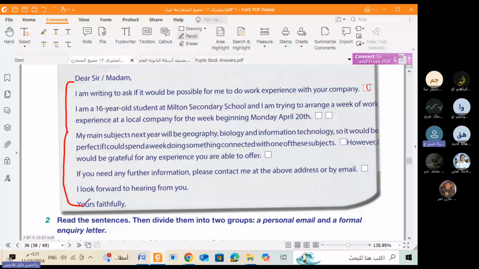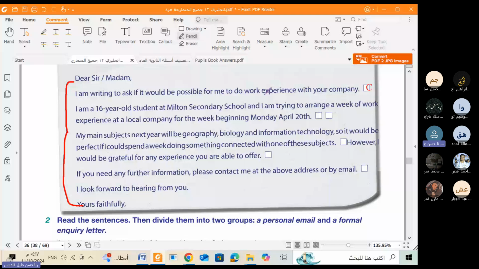For each statement, of course, you are direct to the point. You start with what you want from the one you sent the letter to. For each sentence here or two sentences, you have purposes. As Malak said, when you say, I'm writing to ask if it would be possible for me to do work experience with your company, this is the reason why you are writing the letter.